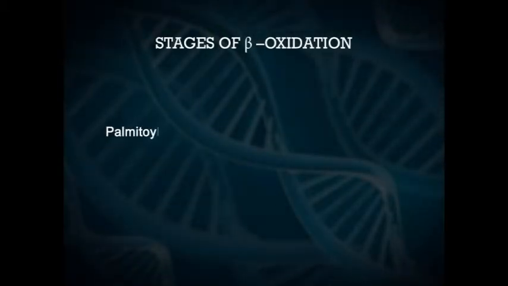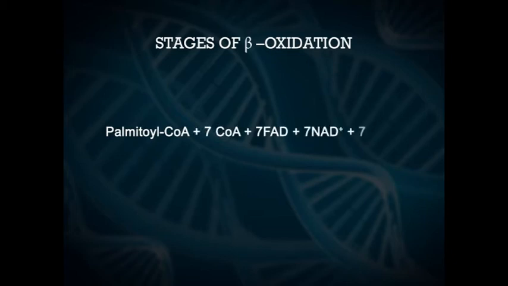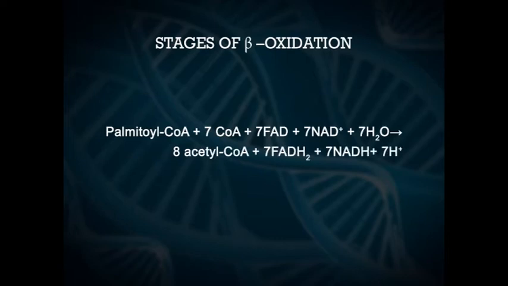Now altogether, 7 passes of the beta oxidation sequence are required to oxidize 1 molecule of palmitoyl-CoA to finally 8 molecules of acetyl-CoA. The overall equation is represented as 1 palmitoyl-CoA with 7 CoA, 7 FAD molecules, 7 NAD+ and 7 water molecules, to finally give 8 acetyl-CoA molecules, 7 FADH2, 7 NADH and 7 protons.